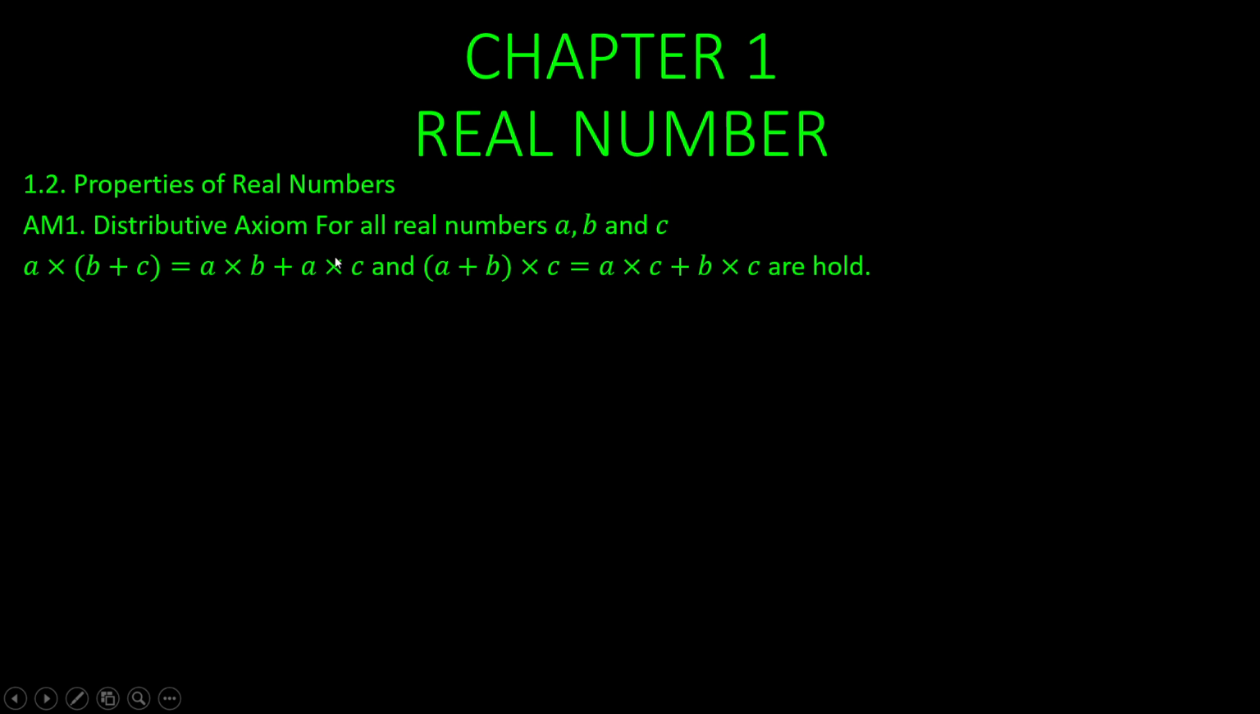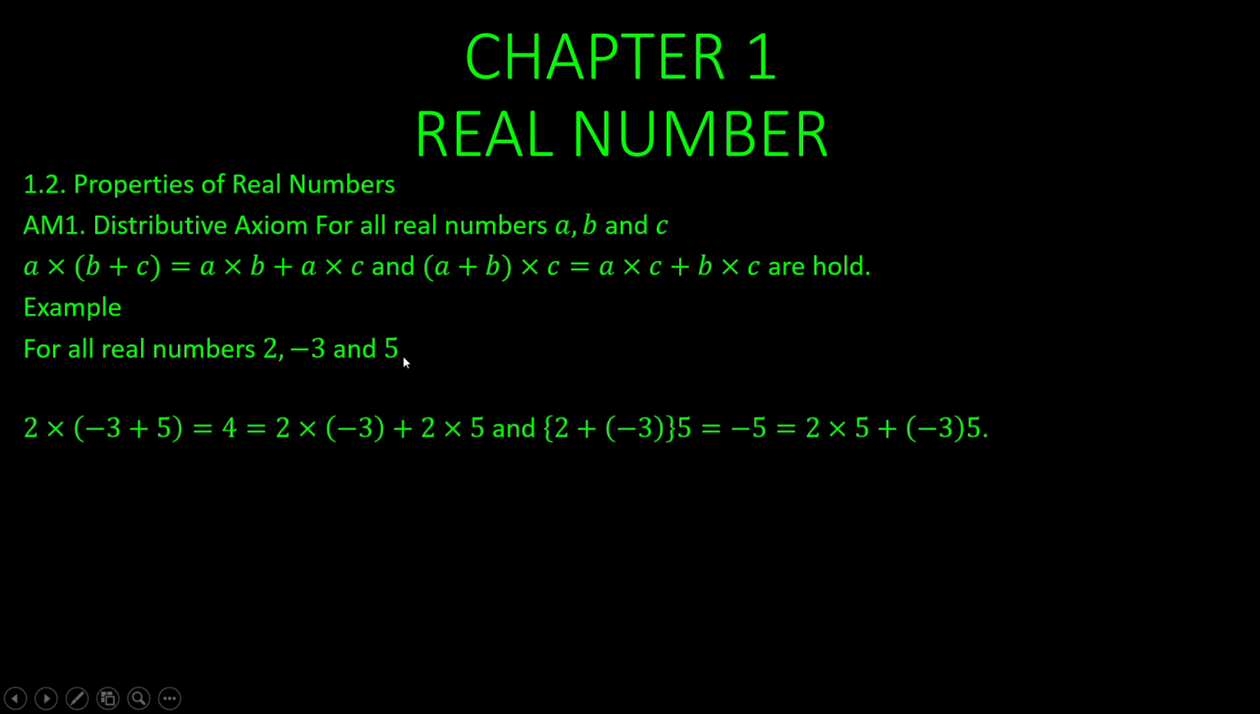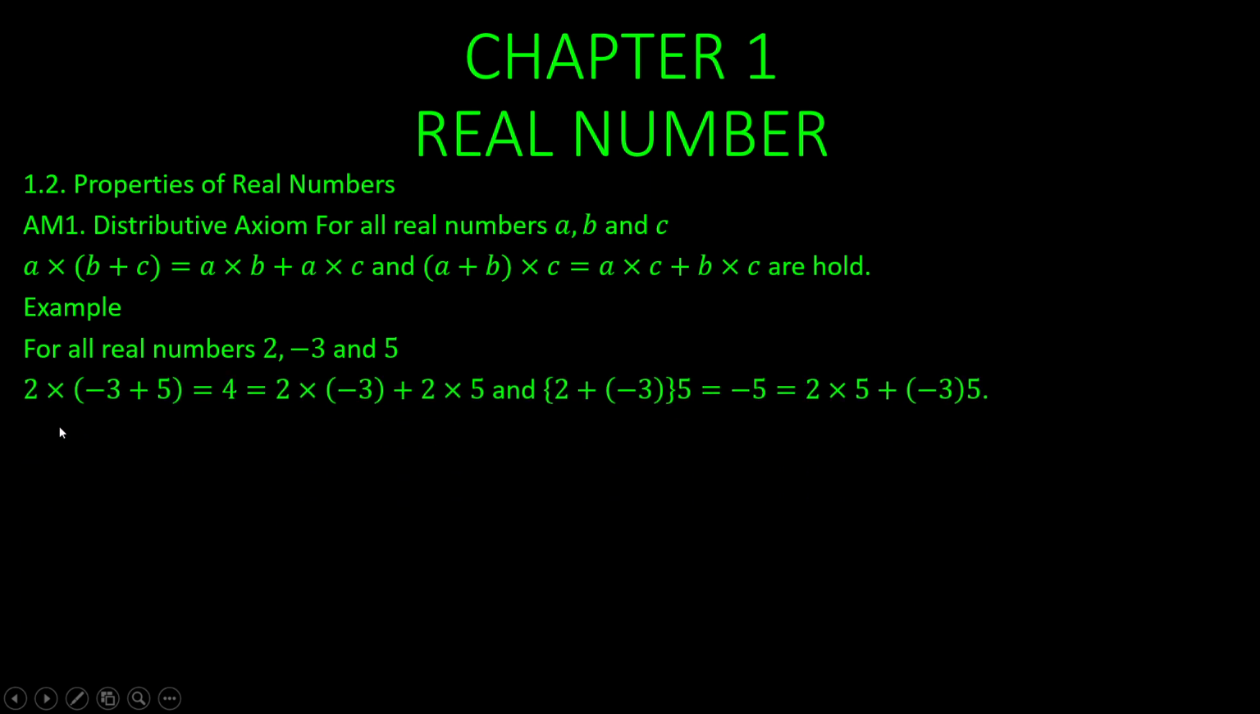Now I am going to talk about the distributive law for all real numbers A, B, C. The distributive law is A times (B plus C) equals AB plus AC. Similarly, (A plus B) times C is equal to A times C plus B times C holds.